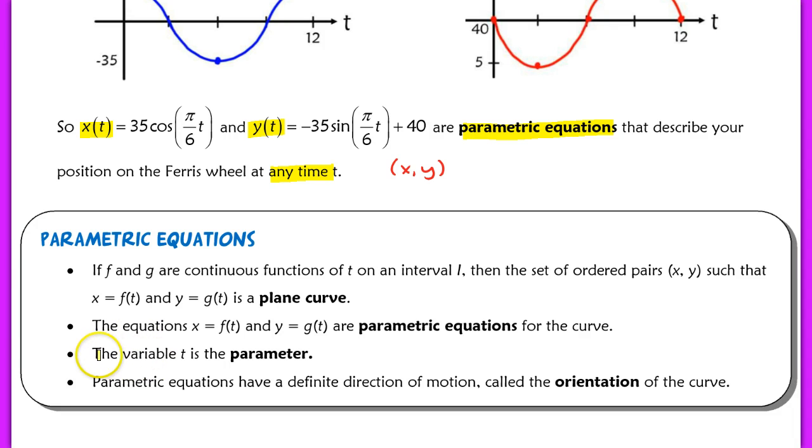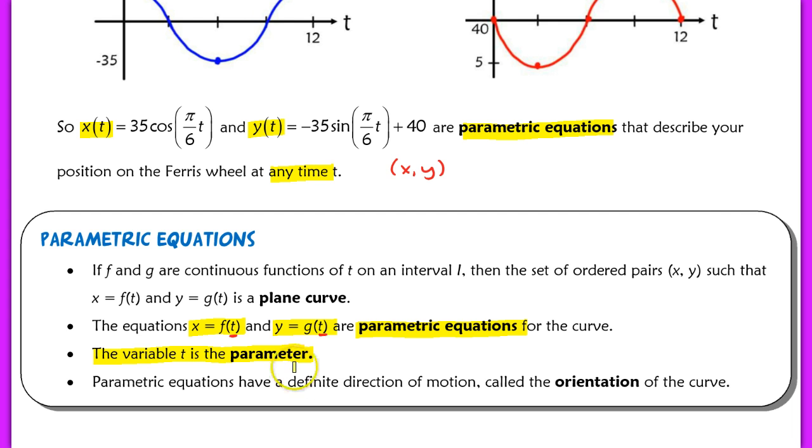Remember that your independent variable is called the parameter. Oftentimes it's t, and in our textbook I think they exclusively use t, but that's the independent variable for both of your parametric equations. So if we have x equals f of t and y equals g of t, notice that both x and y are in terms of t. So these are functions of t, the independent variable there.